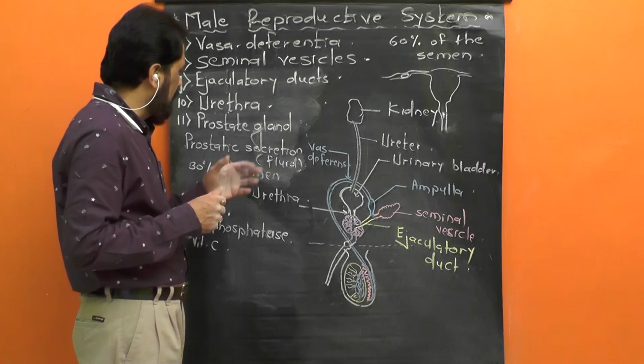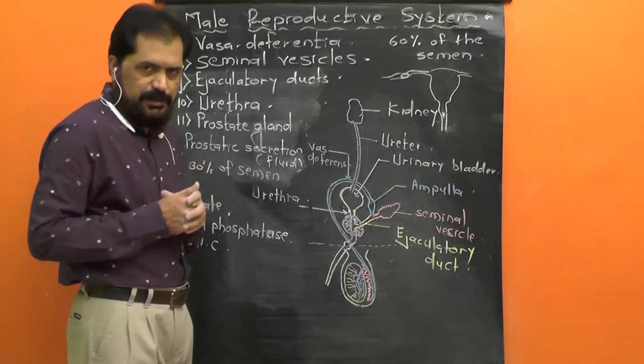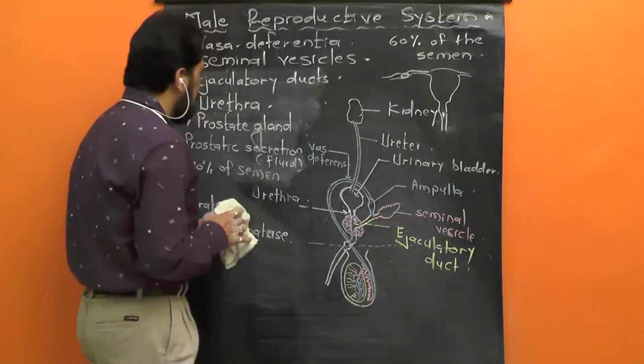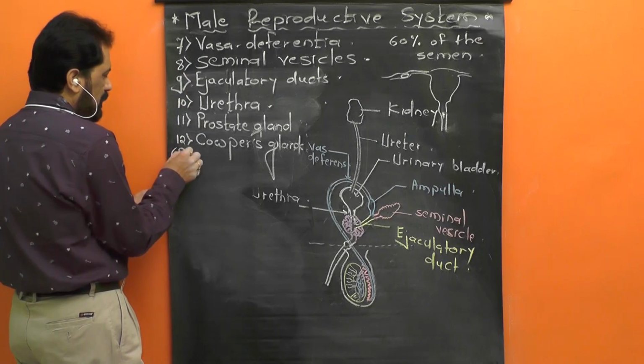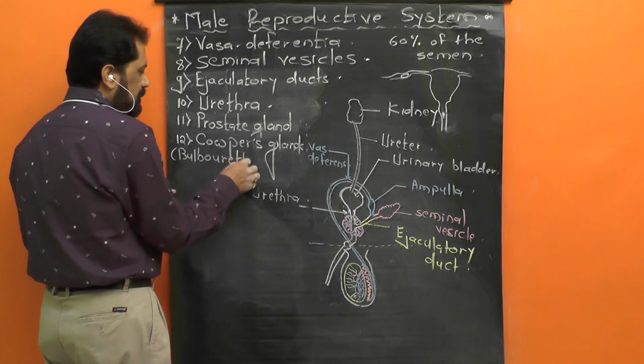So here we have understood what is prostate gland and what is the role of prostate gland. Now come to the next, that is Cowper's gland. This may be called bulbourethral gland.